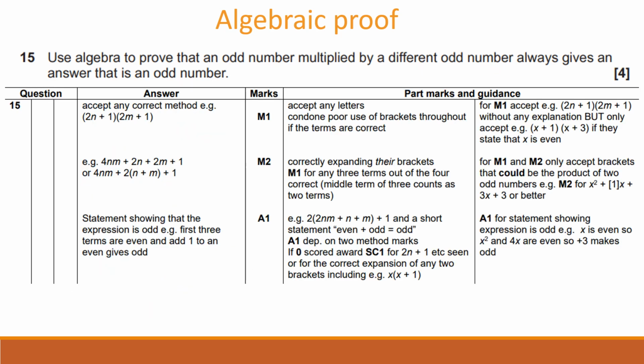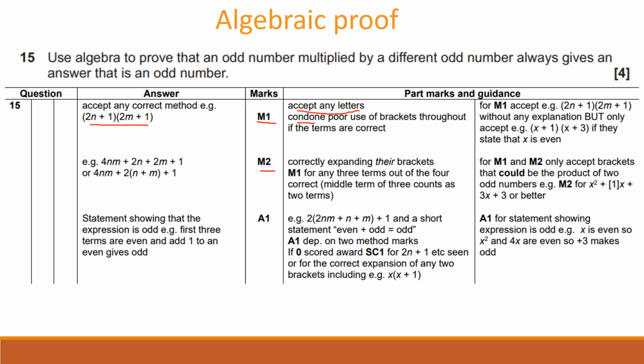Now the mark scheme here shows that you've got M1 for getting the two brackets. It says any correct method. It says accept any letters, so it doesn't matter which letters you use. It does say allow poor use of brackets. So for example, if you wrote 2n plus 1 and 2m plus 1 and you didn't put any brackets in there, they will allow that for a mark if the terms are correct.